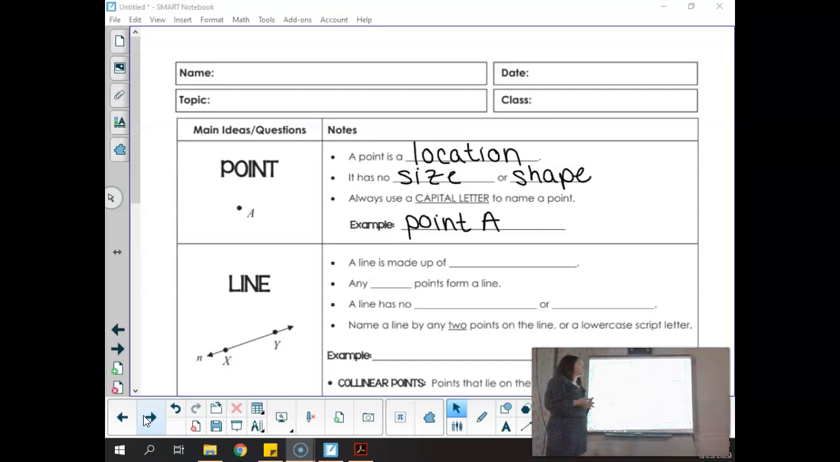So the first definition we have is a point, and a point is simply a location. It has absolutely no size or shape. It is simply telling you where to go. So when we write points, we always use capital letters, and the main reason for that is sometimes your A's look a little like O's when they are not capitalized. So this just kind of eliminates any sort of issue we might have with what are we seeing, where are we seeing it. All right.